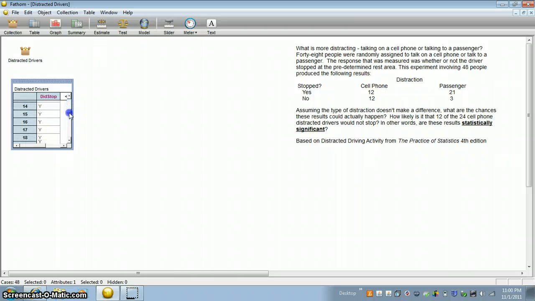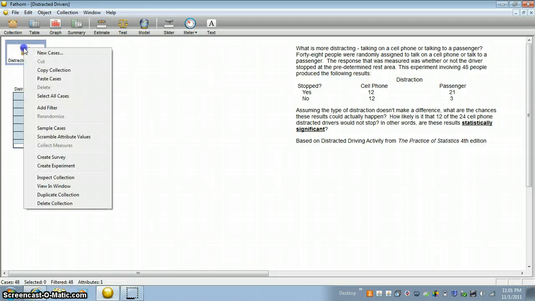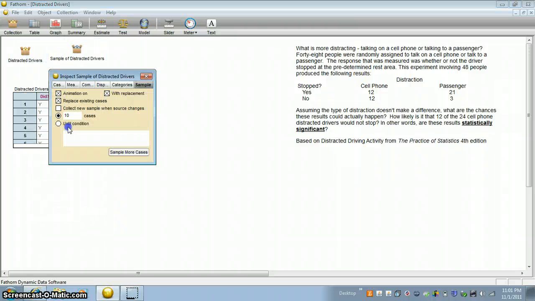And here we can see we've got a collection of Y's for yeses and N's for no's. There's 33 yeses total and another 15 no's in total, for 48 observations. What I'm going to do here is sample some cases from this collection, but I don't want to sample 10. I actually want to sample 24. So we're going to sample 24.